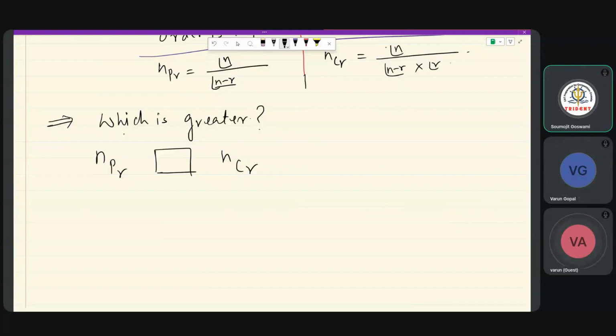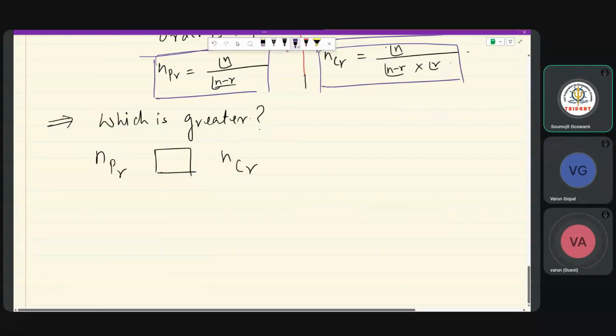Also, one thing, just look at the formula. Exactly the same thing what Gopalji said. The denominator of nCr has an extra term. Both of them are otherwise the same: factorial n by factorial n minus r. Both of them are same, but nCr has an extra something.